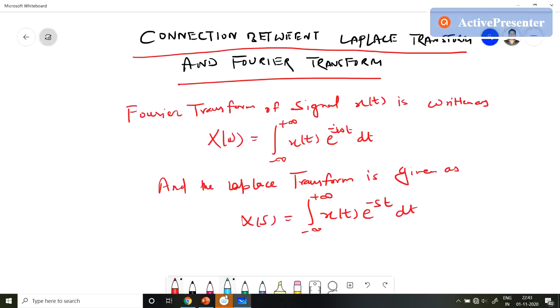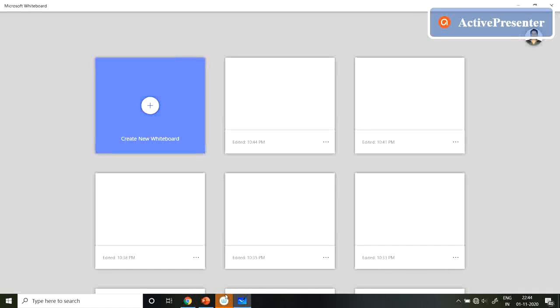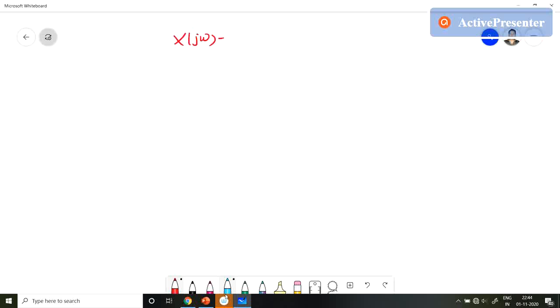The Fourier transform is basically the special case of Laplace transform when we consider that s is equal to j omega. So if we put s equals j omega, what will we get? We will get X(j omega) equals integral from minus infinity to plus infinity of x(t) e raised to the power minus j omega t dt, and that is simply X(omega), right?